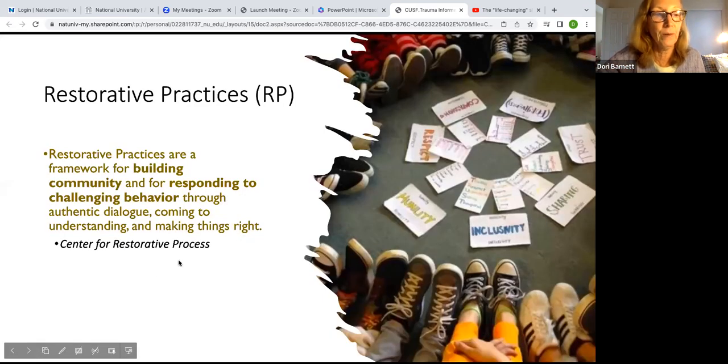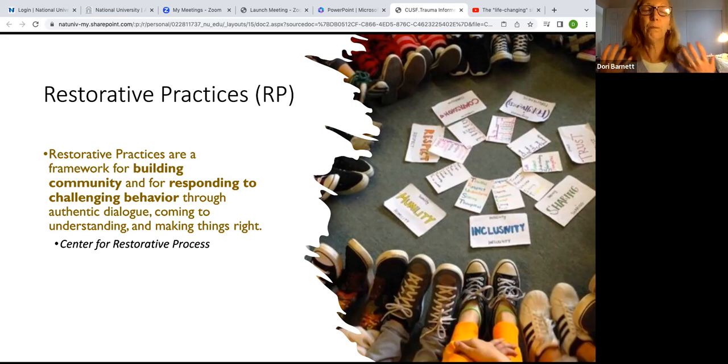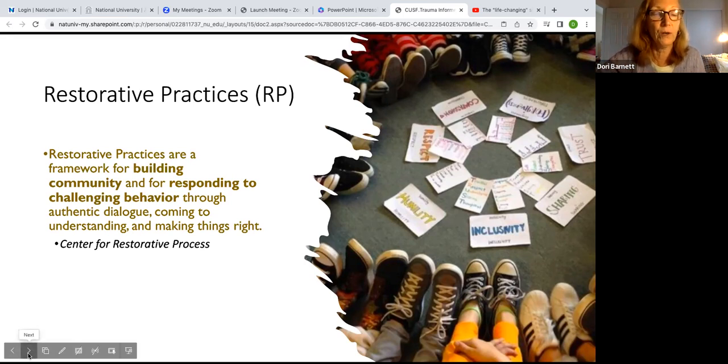So one program that we talked about in session 1 was restorative practices. Restorative practices are defined as a framework for building community and responding to challenging behavior through authentic dialogue, coming to understanding, and making things right. So a school that is implementing a restorative approach is building relationships. And going back to our icebreaker, our inclusion activity, it's those relationships that make positive change. It's those relationships that are the foundation of a trauma-informed approach.